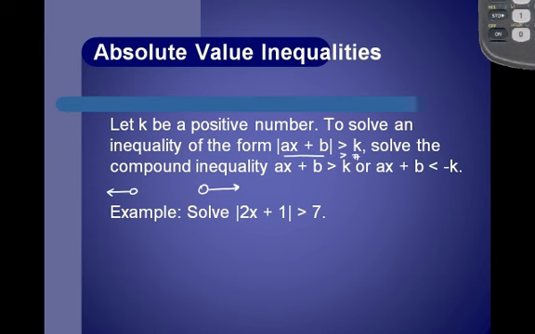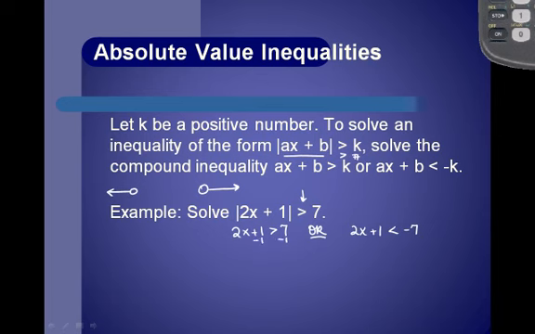For example, let's solve the inequality. The absolute value of 2x plus 1 is greater than 7. So what that means is 2x plus 1 is greater than 7, or 2x plus 1 is less than -7. And what we're going to find out is anytime we have the absolute value is greater or, then it's going to be two pieces of the graph. So let's solve this one.